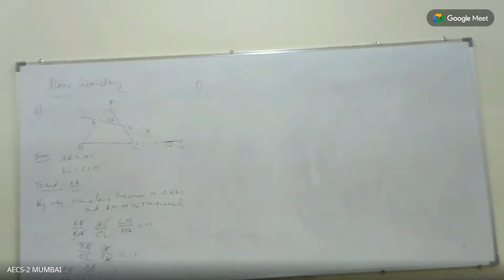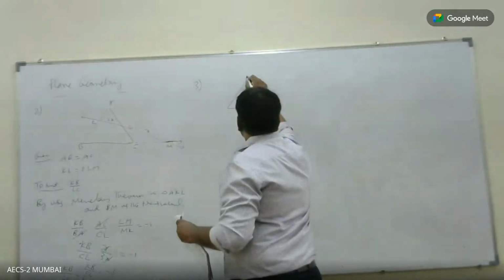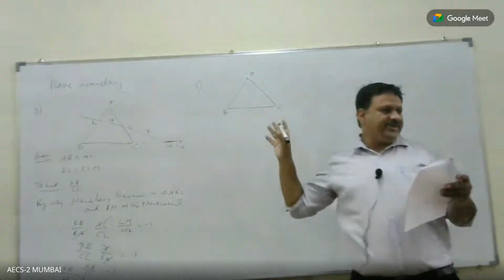Now let me try my turn. On the sides BC, CA, AB of triangle ABC, D, E, F are taken such that BD by DC, CE by EA, AF by FB equal to 2 by 1. So there is a triangle ABC. Isn't it? Now, just pay attention.